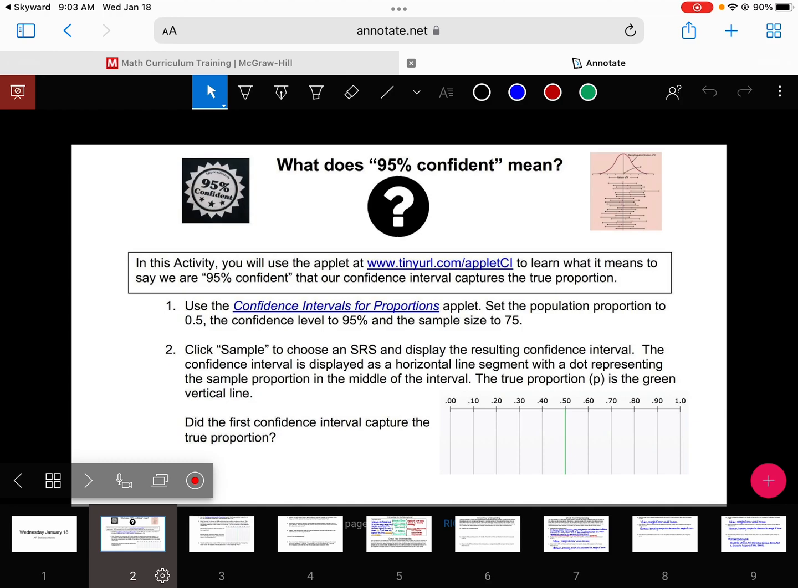So when you click on confidence intervals for proportions, we see a screen like this. And this right here is on that page in your packet, this little piece over here. Printed right here. All right. So if it's not already set like this, looking at number 1 here, we're going to set the population proportion to 0.5. We're going to set the confidence level to 95% and the sample size to 75.